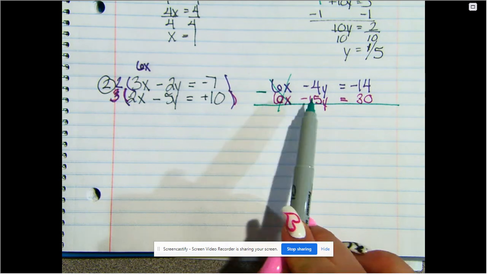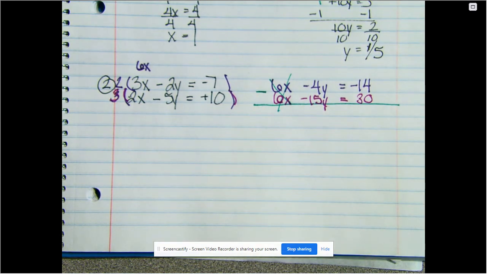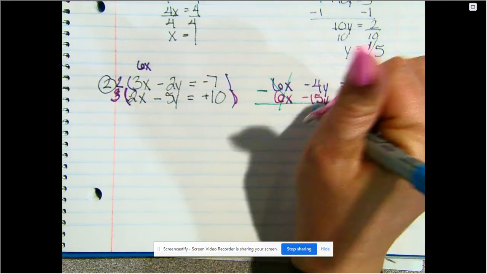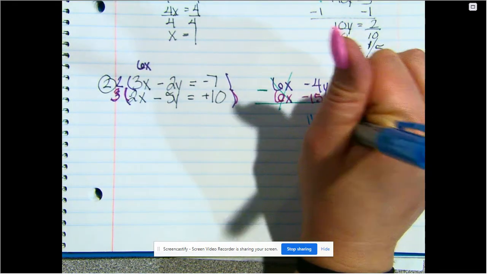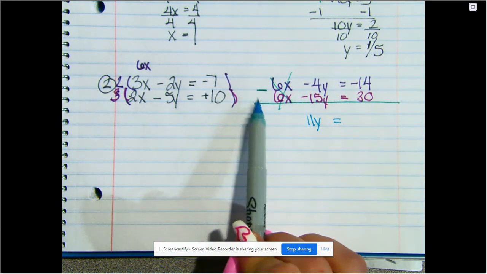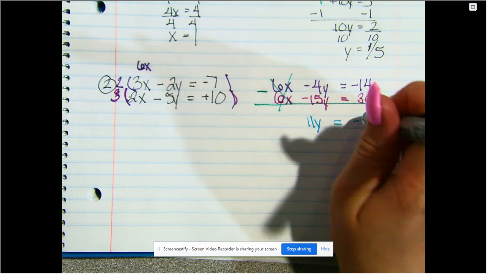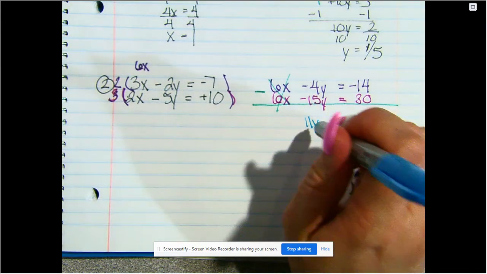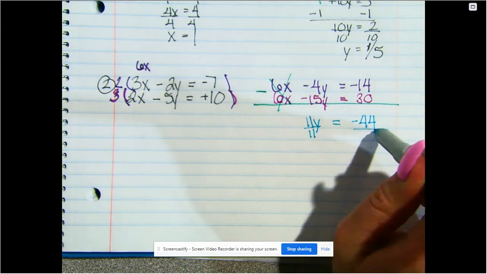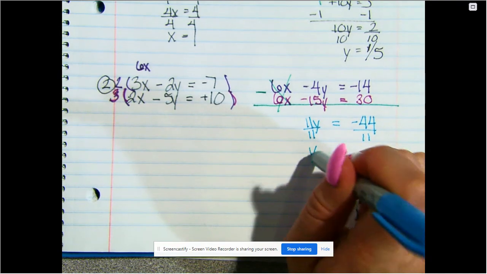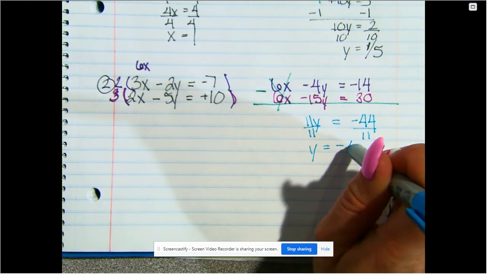-4 minus 15. Okay, be very, very careful of that double negative. -4 minus -15, or -4 plus 15, is really like 15 minus 4. Okay, that's going to give you 11y. Okay, then we have -14 minus 30. That gives us -44. Okay, one-step equation, divide by 11. Okay, we get y is equal to negative 4.